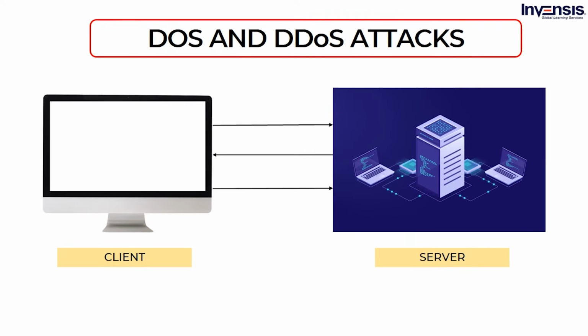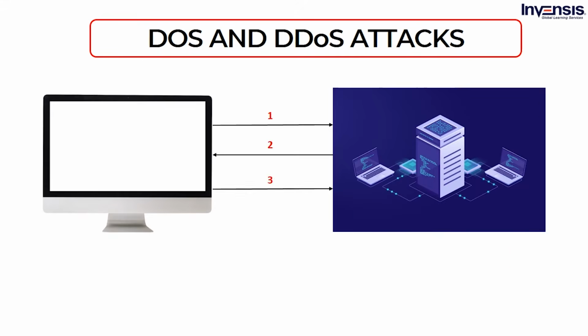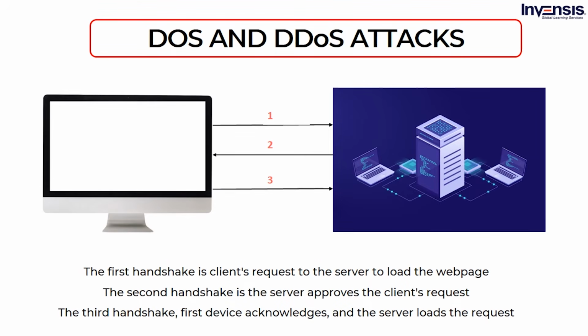We will now see and understand what DOS and DDoS cyberattacks are. In a client-server communication system, there are 3-level handshakes before the data from the server is transferred to the client system. The first handshake is the client's request to the server to load the web page or any result or any content. The second handshake is where the server approves the client's request, gets ready to load, and asks the client device when to load. In the third handshake, the client device acknowledges, and the server loads the request.